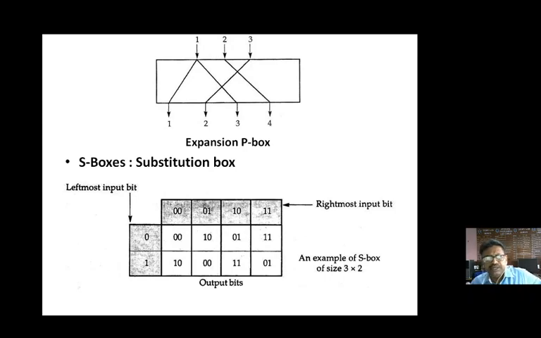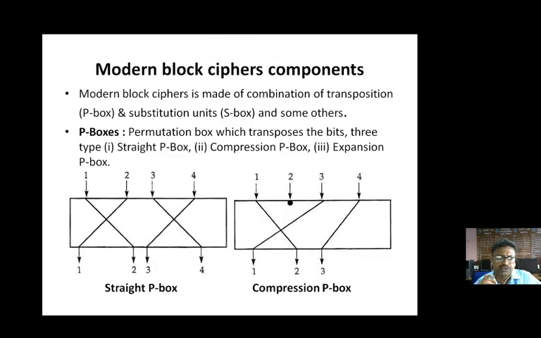Now as far as the invertibility of any P-box is concerned, the straight P-box is invertible. Since the number of inputs and the number of outputs is the same, if 1 2 3 4 becomes 2 1 4 3, then with the help of 2 1 4 3 we are able to get 1 2 3 4 back, so it is invertible.